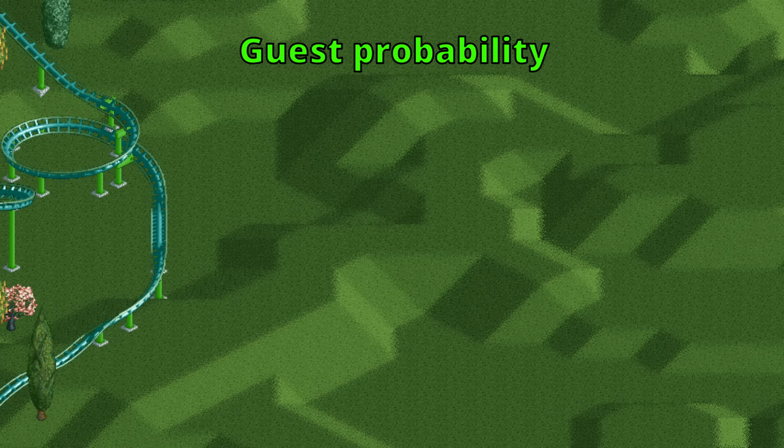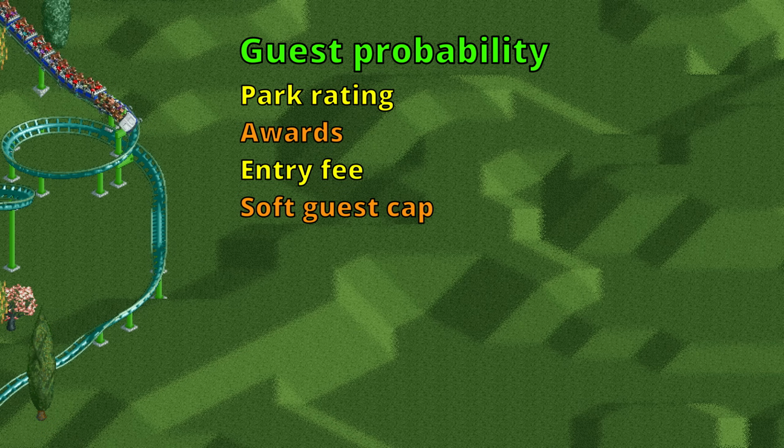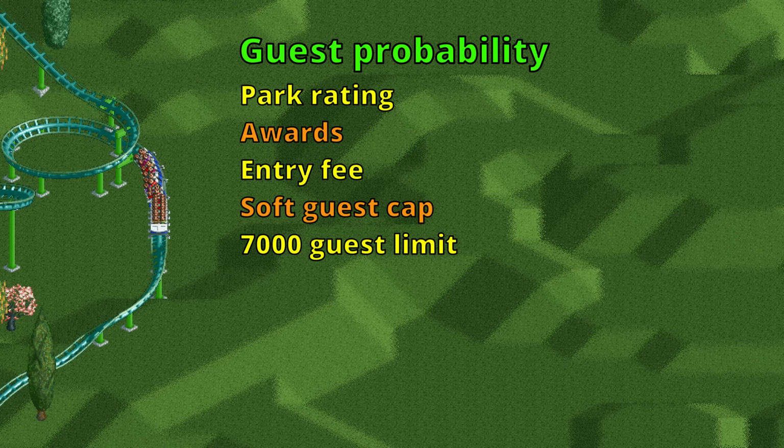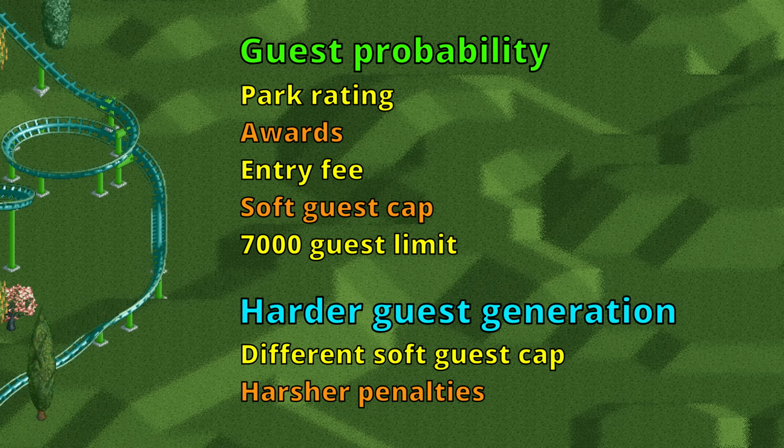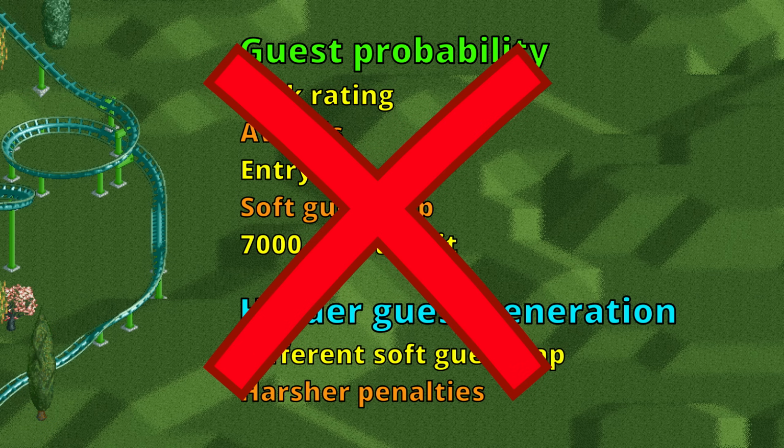To summarize, your natural guest probability is determined by your park rating and can then be further influenced by awards, the entry price, the soft guest cap and the 7,000 guest rule. In scenarios with harder guest generation, the soft guest cap is calculated a bit differently and gives a much harsher penalty. And that's it for the natural guest generation, but there's also the guest generation from advertising. This is completely separate and ignores everything we've just discussed.